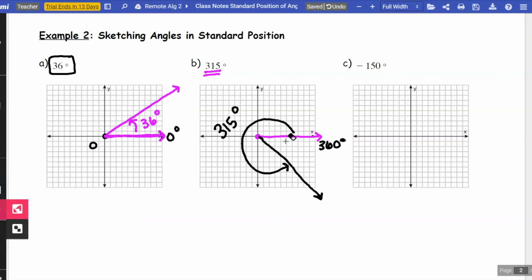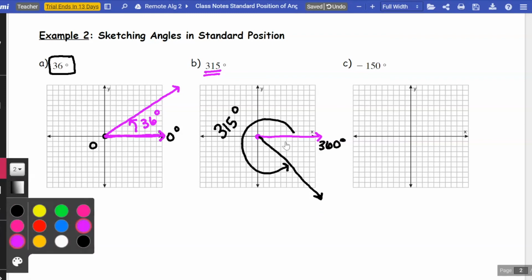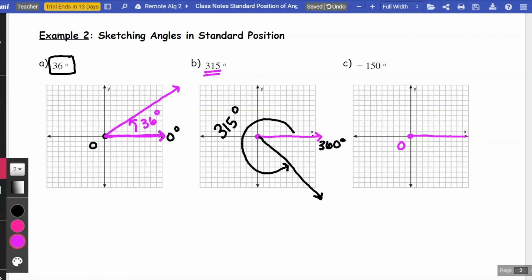All right. Now let's do negative 150. So negative 150, this one's the tricky one. We're still going to put our origin, our initial side, but this time we have a negative angle. So do we want to rotate clockwise or do we want to rotate counterclockwise? We want to rotate clockwise. So this time we're going to go that way.